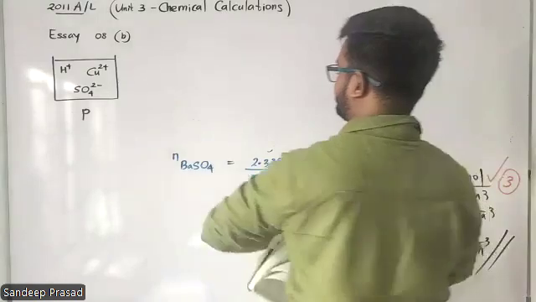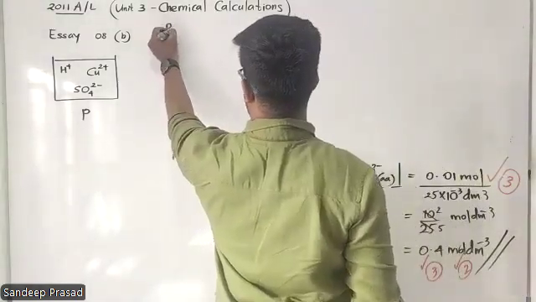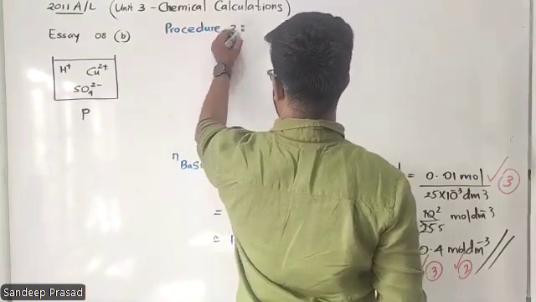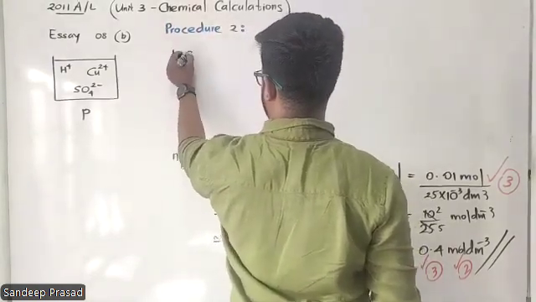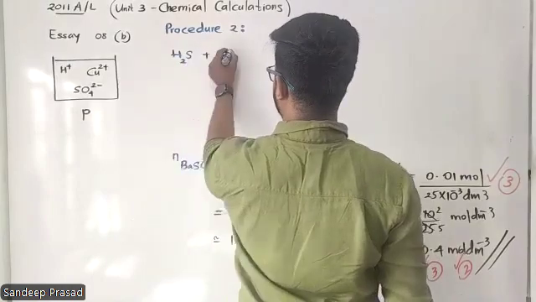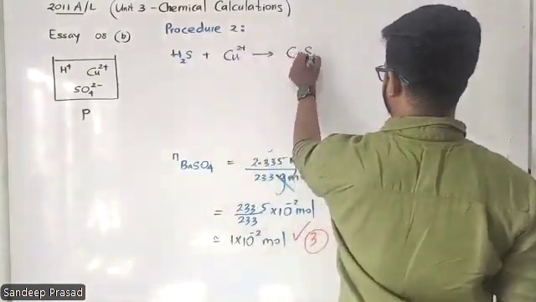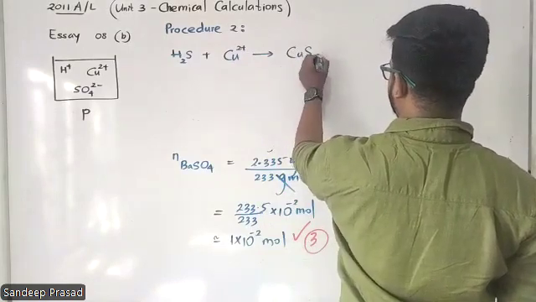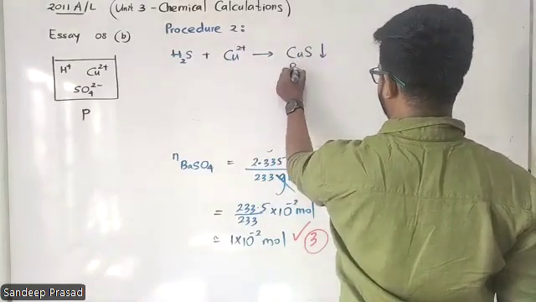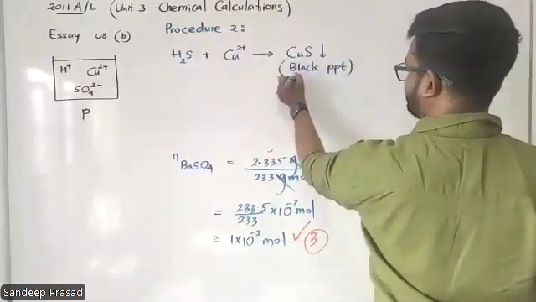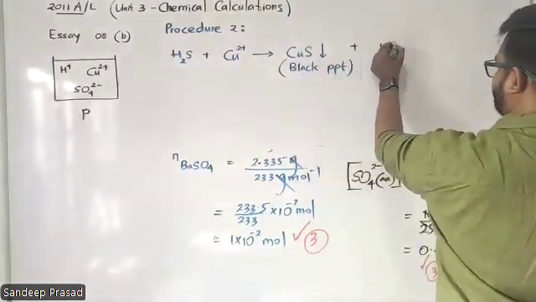Now students, they have taken another 25 cubic centimeter sample. They have bubbled hydrogen sulfide gas. Then hydrogen sulfide reacts with copper 2 plus and produces copper sulfide. Copper sulfide, cupric sulfide, is a black color precipitate. Black color precipitate. And H pluses here.